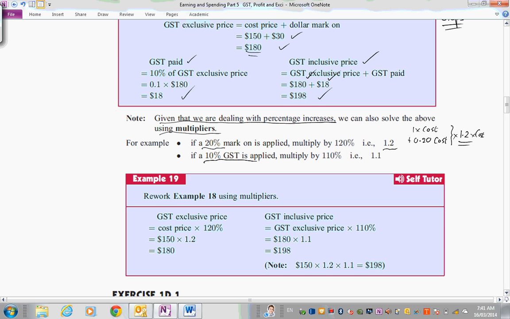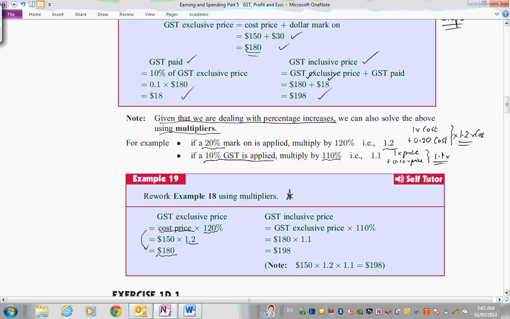If 10% GST is applied, multiply by 110%, so you've got one times the price, one lot of it, plus 10%, which is 0.1 of the price. So the final answer is 1.1 times the price. That's the idea. Let's do that example again. So the price is the cost price plus 20%. Go straight to it without actually calculating the mark on. So multiply by 1.2, 120%.